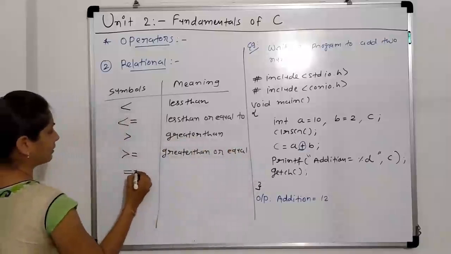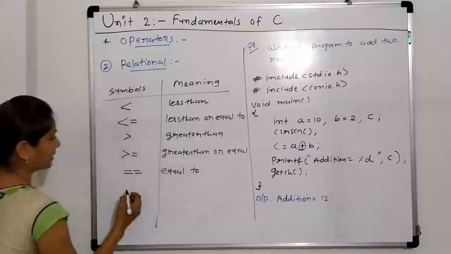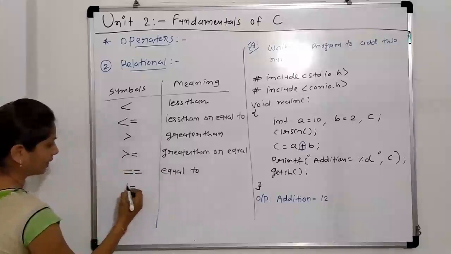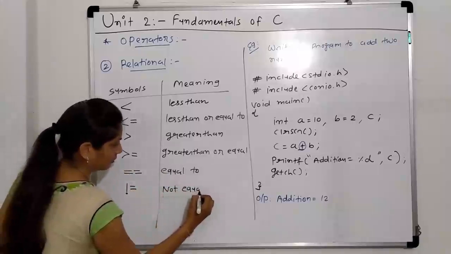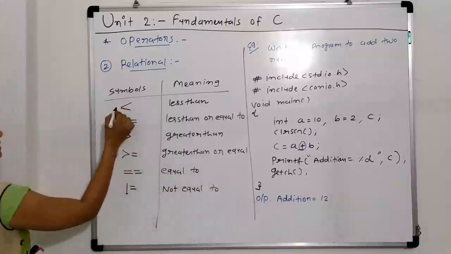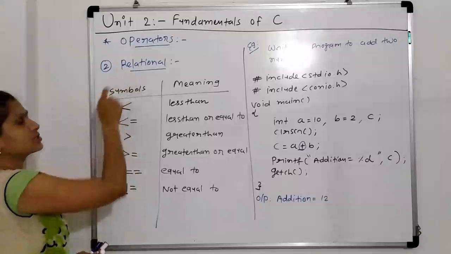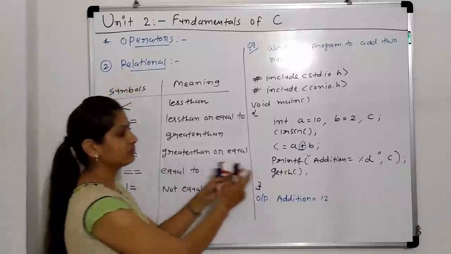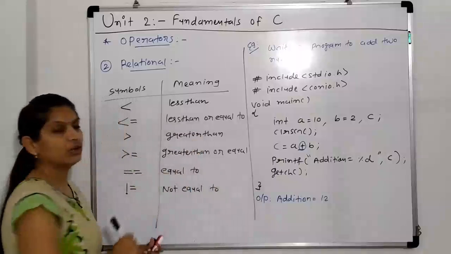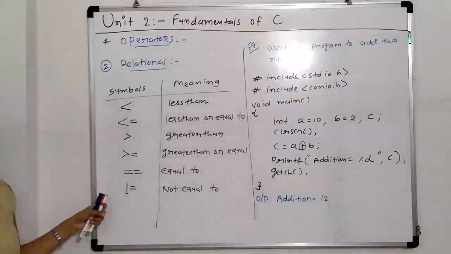Next is double equal sign. That indicates equal to. And next is exclamatory equal to. That indicates not equal to. So these six, 1, 2, 3, 4, 5 and 6, are the relational operators. Here we are writing the symbols which are used in our program, and this is the meaning of those symbols. Now let us use one of these symbols in our program.